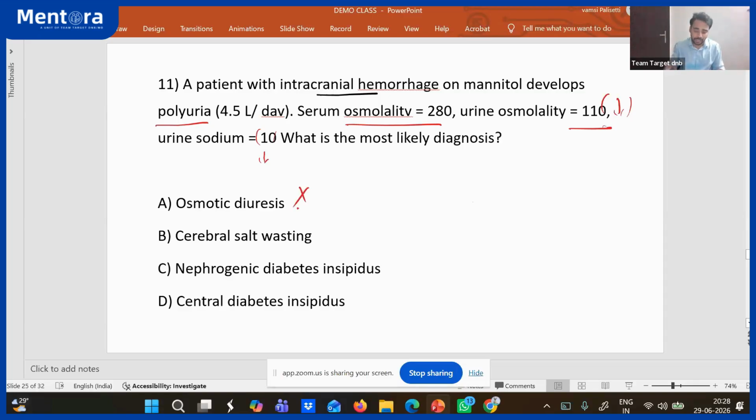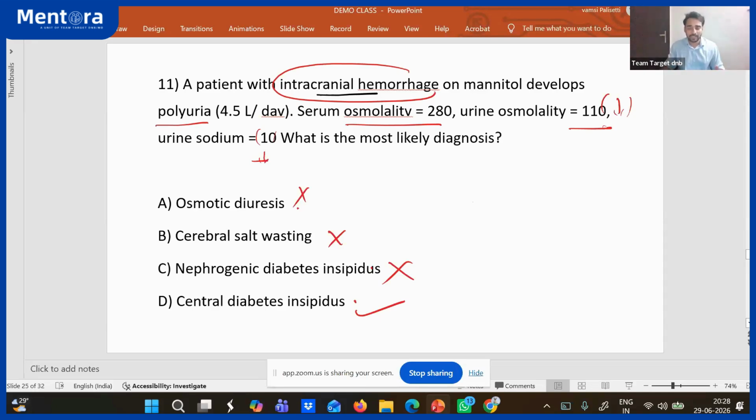Then comes cerebral salt wasting. That means because of a cerebral problem, salt is wasted, salt is lost in the urine, then urine sodium should be high, but urine sodium is low here, so this is also gone. And these two are there: nephrogenic and central diabetes insipidus. The patient has intracranial hemorrhage, that means a problem in the brain, so it is central, not nephrogenic. Simple. So there's no need to know about diabetes insipidus. Just based on the question's options, you can rule out the options and come to the answer.